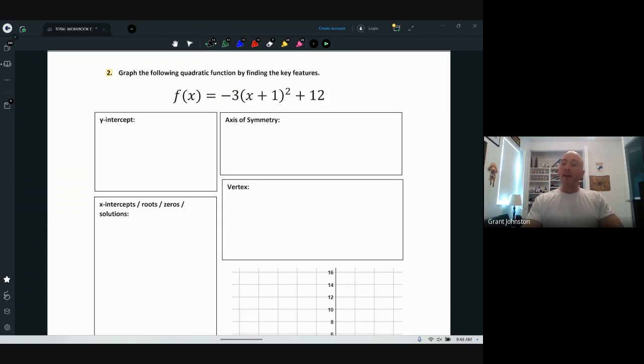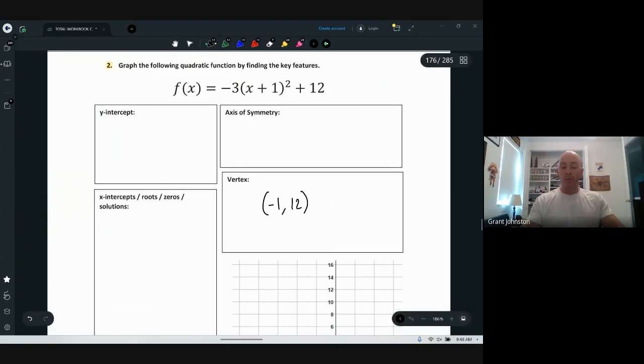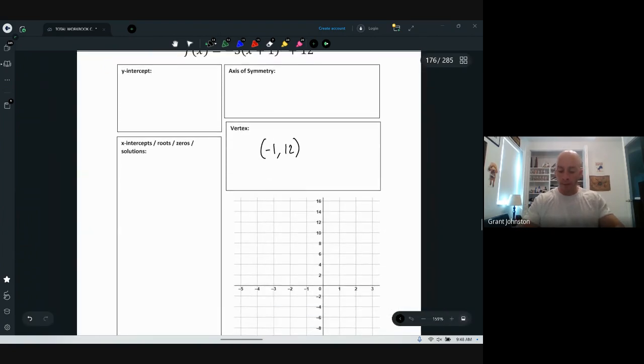But anyhow, like I did on the first one, I think it's most appropriate to get the vertex first, right? Because it's right in the equation. It should be pretty quick. So it's the opposite of this number in the parenthesis, so we're going to have negative 1. And then whatever this number is, which is a positive 12. So it's only the opposite of what's in the parenthesis. So I'm going to plot that. Negative 1, 12 here.